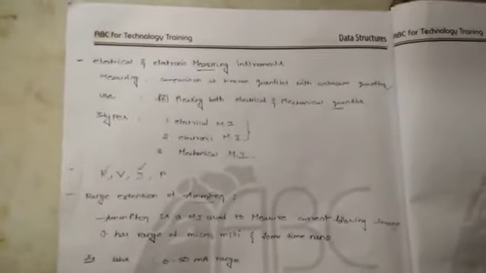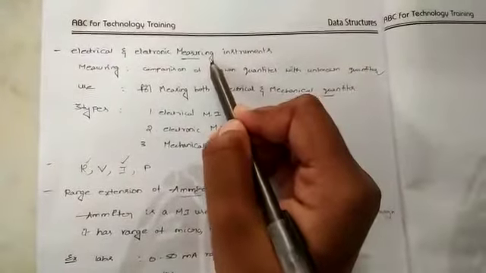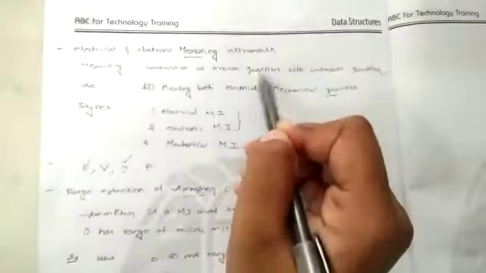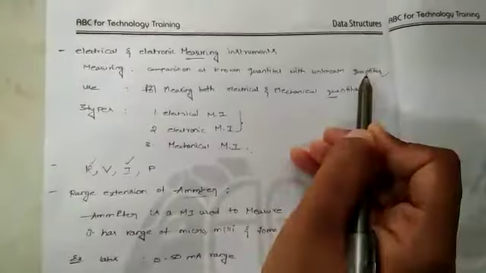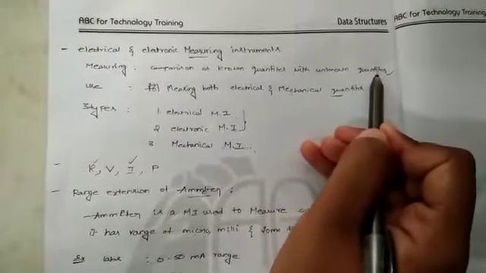Hi friends, in this video I will explain the most important and easy topic: electrical and electronic measuring instruments. Here the term measuring refers to the comparison of known quantities with unknown quantities. That means I will give an example.